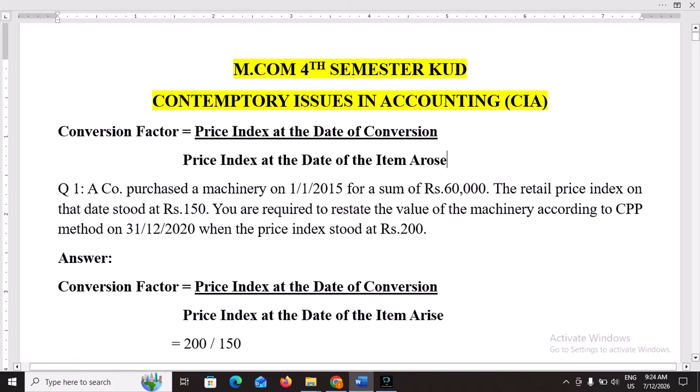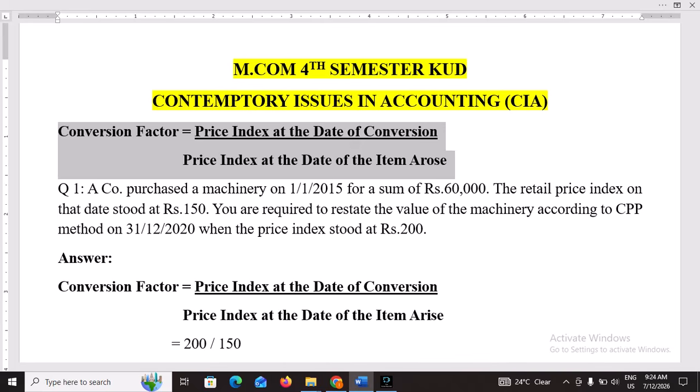So first, problems based on the conversion factor. Not chapter-wise, only problem-based. Conversion factor is equal to the price index at the date of conversion divided by the price index at the date the item arose. Okay, this is the formula.